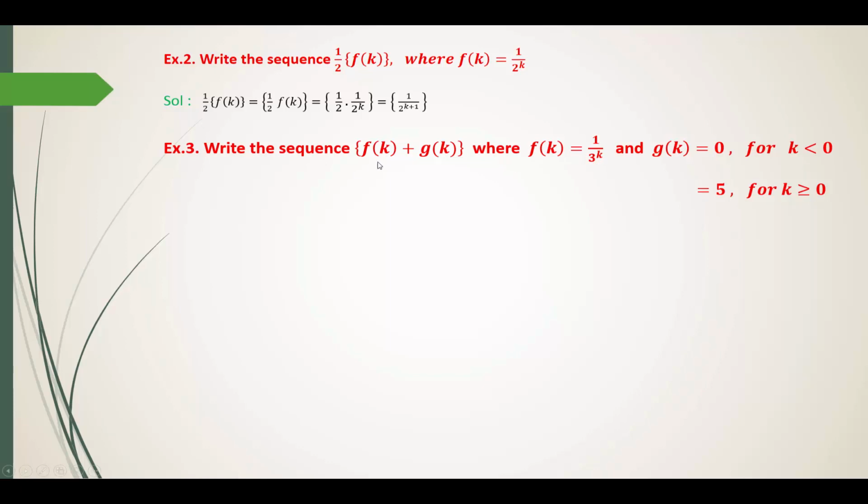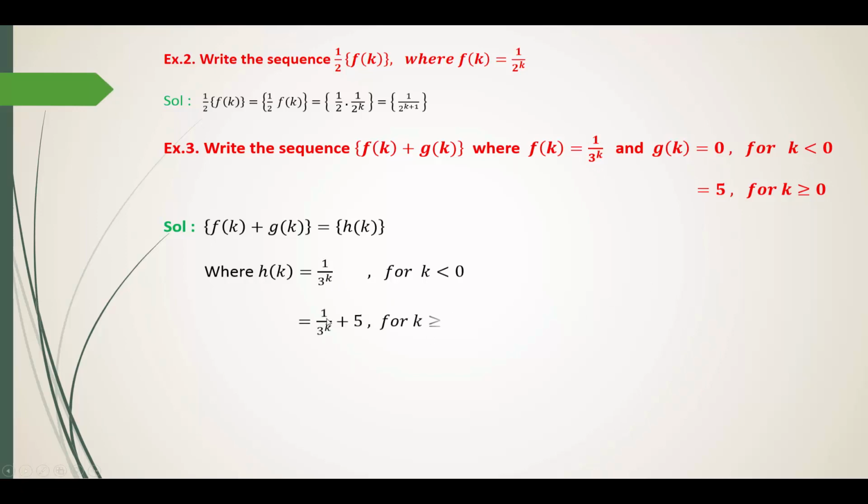Assume that the sequence f of k plus g of k equals the sequence h of k. Now h of k equals f of k plus g of k. f of k is 1 upon 3 raised to k and g of k is 0 for k less than 0. So 1 upon 3 raised to k plus 0 means 1 upon 3 raised to k only for k less than 0, and it is equal to 1 upon 3 raised to k plus 5 for k greater than or equal to 0.